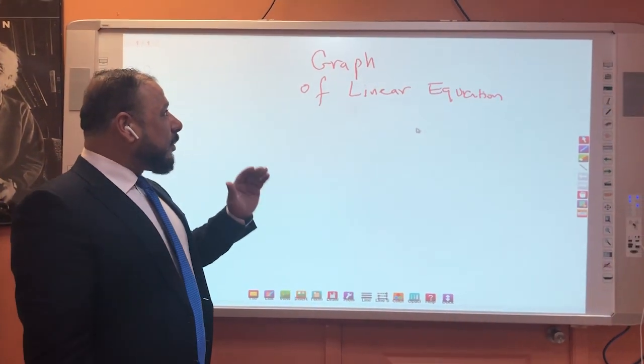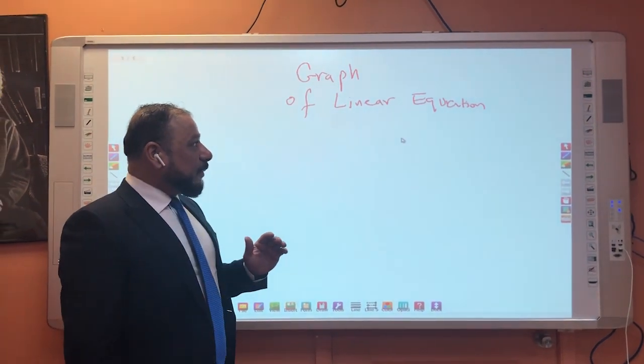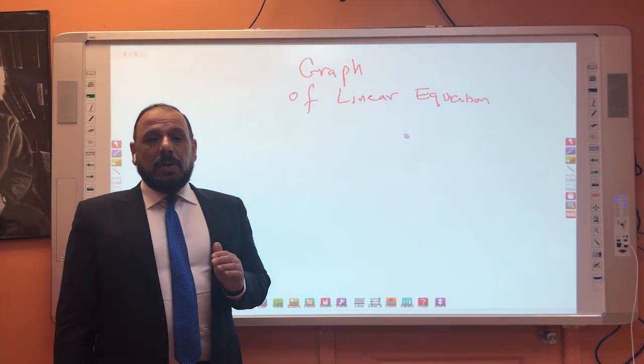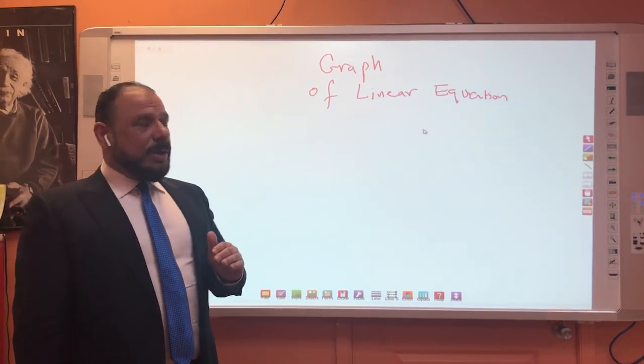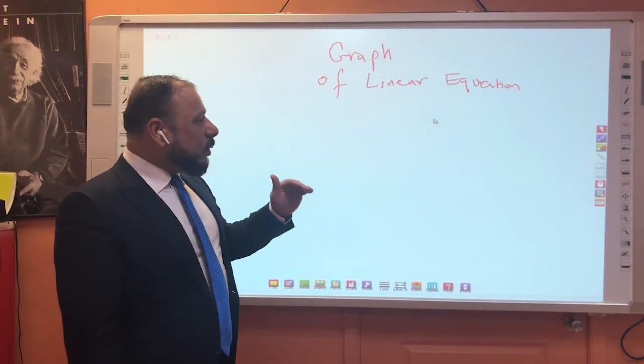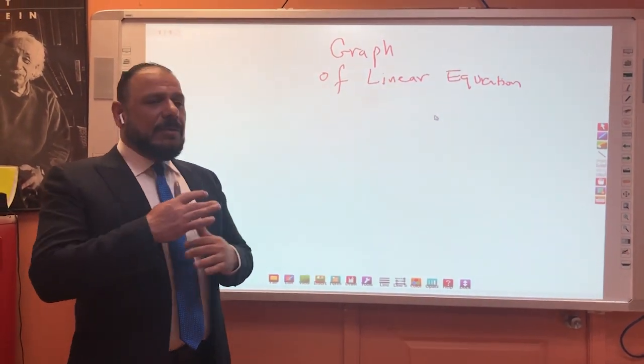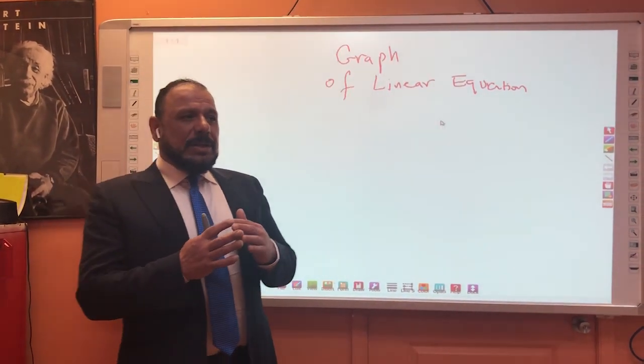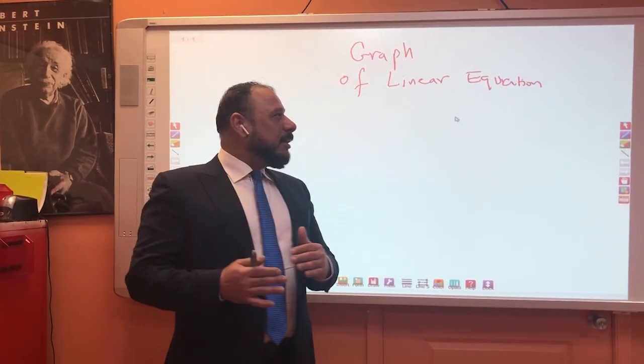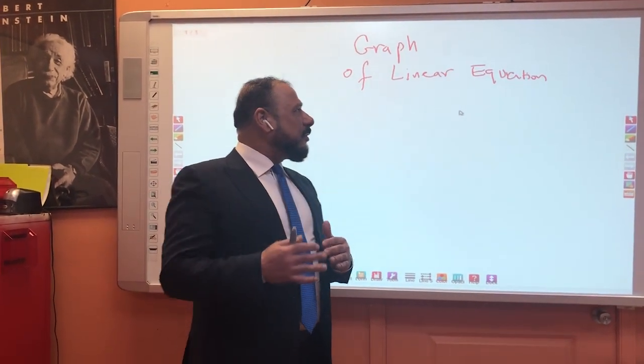Today's class is about the graph of a linear equation. This is a very important topic for all of the kids taking algebra. This topic will stay with you from now till you go to college in different levels. We're going to discuss it at different levels. In each level, you're going to see something different.